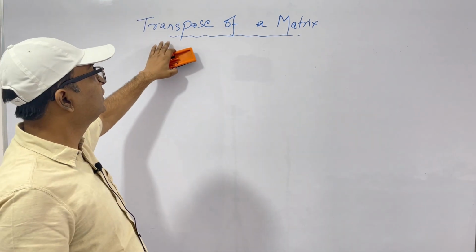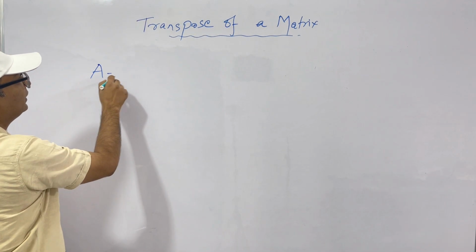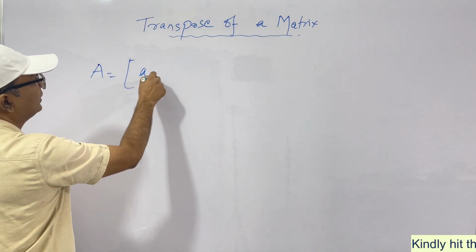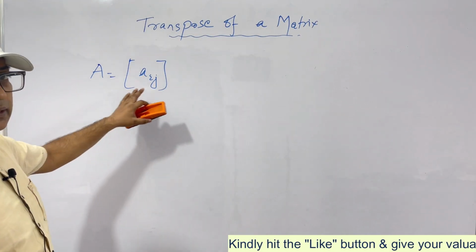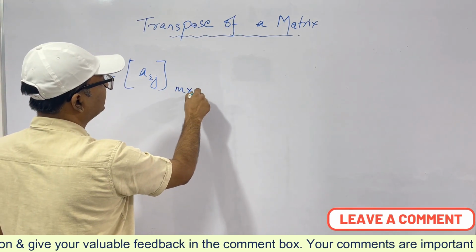Important topic, that is transpose of a matrix. Let's say we have a matrix A given by Aij. This is the usual notation that we use for a matrix. So A is Aij and it is M cross N.